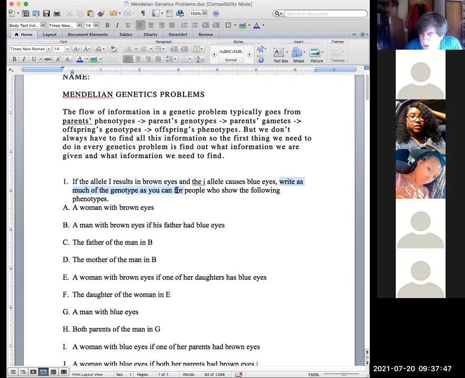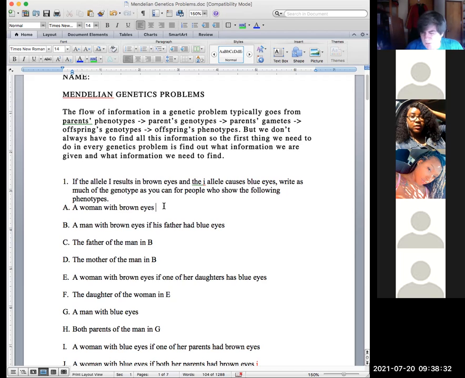Write as much of the genotype as you can for people who show the following phenotypes. Okay, so we have a woman with brown eyes. Now notice in genetics problems, one of the things to keep in mind: unless a problem mentions the X chromosome, and we'll see an example of this at one point, we generally don't want to worry about gender. A lot of problems will say it's a woman, it's a man, it's a bull, it's a cow, whatever. We're not really worried about that.